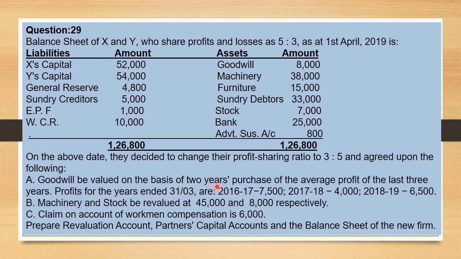Please write it in your notebook. 2 years of purchase of average profit of last 3 years. It means first we will compute the average profit of the last 3 years, then we will multiply it by 2, then we will get the goodwill of the firm.